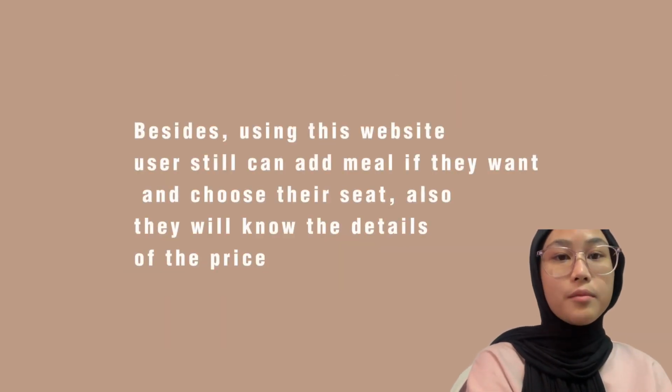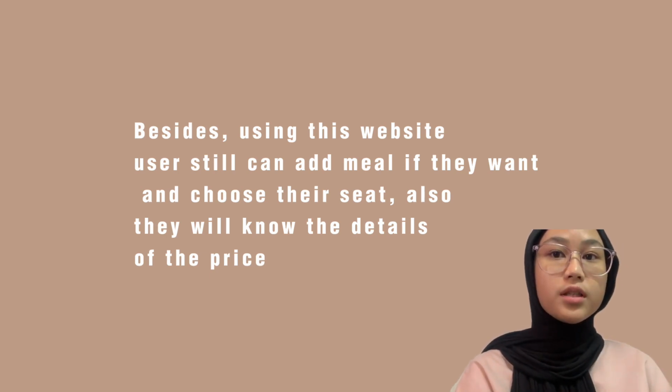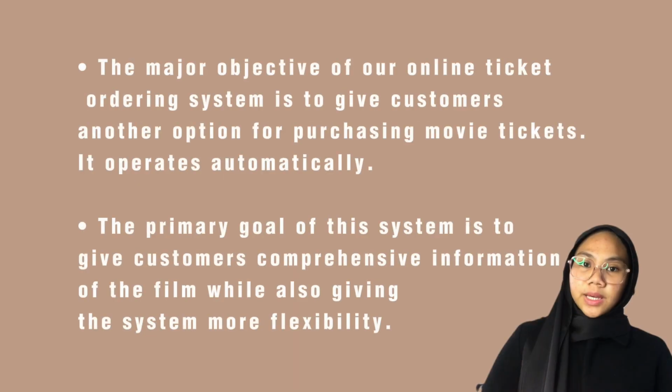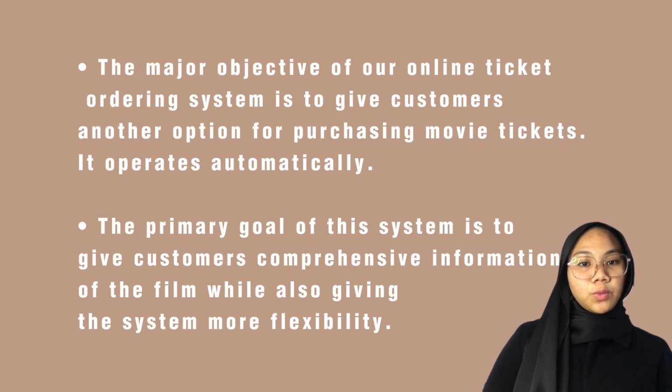Besides, using this website, users still can add meals if they want and choose their seat. Also, they will know the details of the price. The major objective of our online ticket ordering system is to give customers another option for purchasing movie tickets. It operates automatically. The primary goal of this system is to give customers comprehensive information about the film while also giving the system more flexibility.